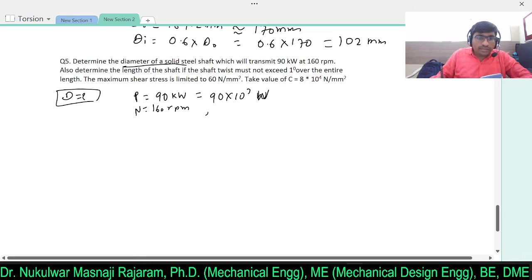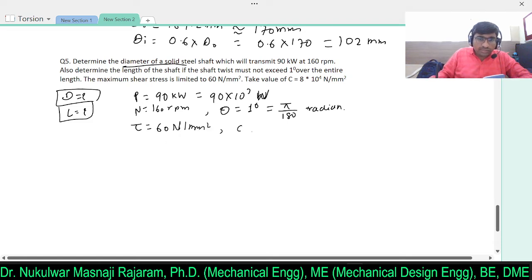We also need to determine the length of the shaft. Theta is given as 1 degree, and we need to convert it into radian, so it will be pi by 180 radian. Clear? Now the maximum shear stress, tau, is equal to 60 newton per mm square, and the modulus of rigidity, that is C or G, is equal to 8 into 10 raised to 4 newton per mm square. Clear?